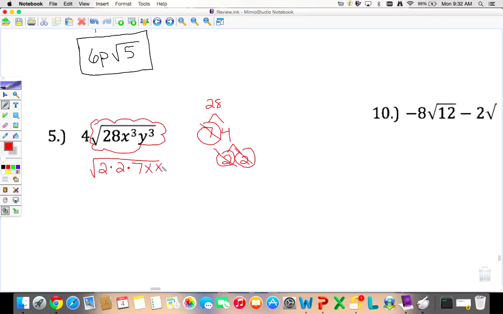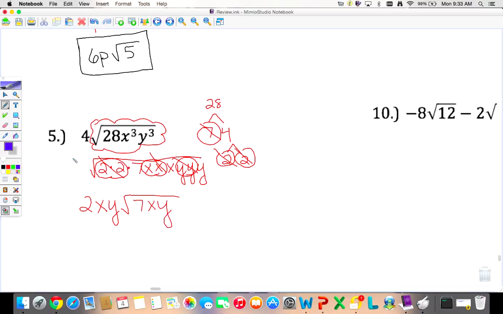I have x to the third power, so that means I need 3 x's. 1, 2, 3. Y to the third power, that means I need 3 y's. 1, 2, 3. Circle your double, write it down, cross it out. Circle your double, write it down, cross it out. And so what I have left on the inside is a 7, an x, and a y.